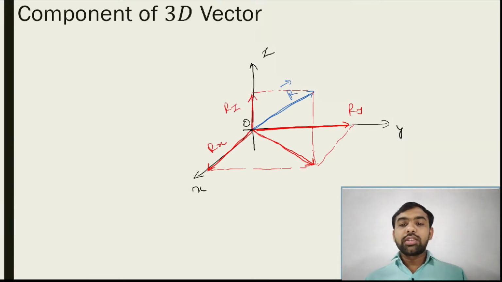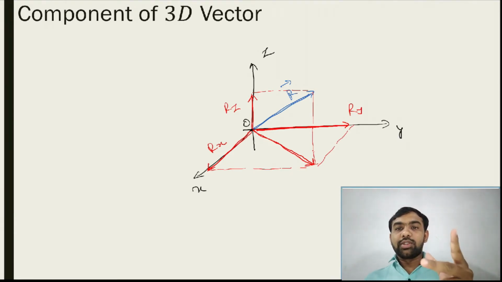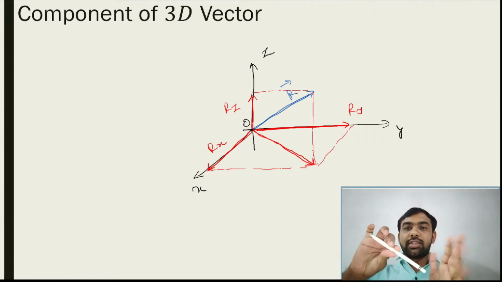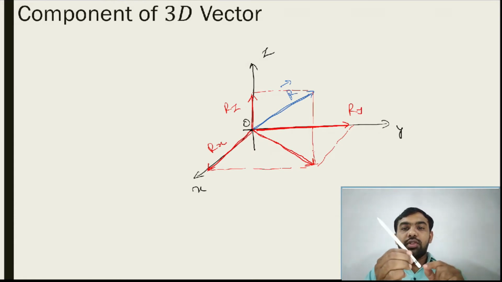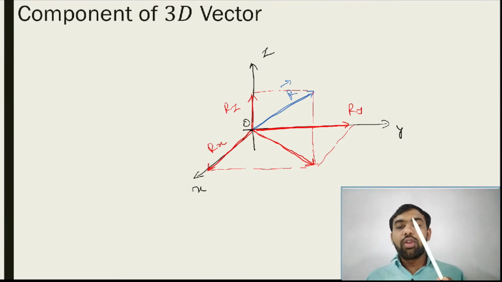Okay. So for any 3-dimensional vector, you just take a projection. 3 dimensions means what? See, x, y and z. Then this vector is like this. It's not in a plane. It's in 3 dimensions. That is a 3-dimensional vector. So you just take components like this: along the x-axis Rx, along the y-axis Ry, and along the z-axis Rz. So that is the basic thing.